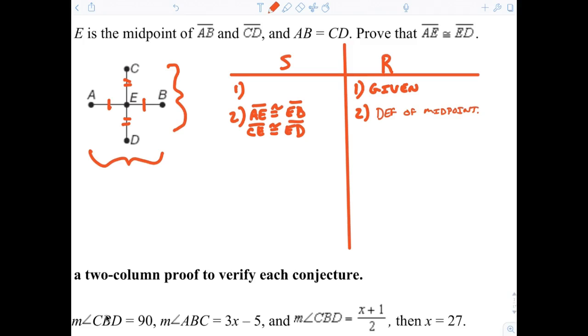Now let's look at 3. What could we say also now from there? Yes, sir. AE plus EB is AB, and CE plus ED is CD. That's exactly correct. And what is that? Segment addition. The segment addition postulate. So I want everybody to be able to tell me that AE plus EB equals AB, and CE plus ED equals CD, and that is the segment addition postulate. Do I have any questions for that?